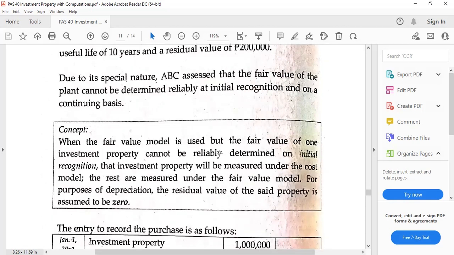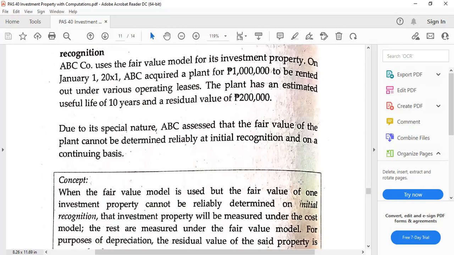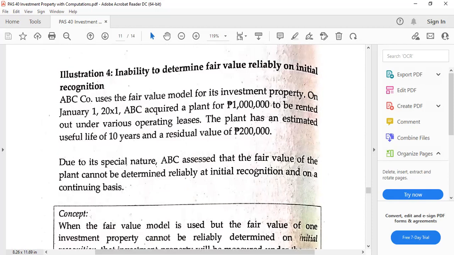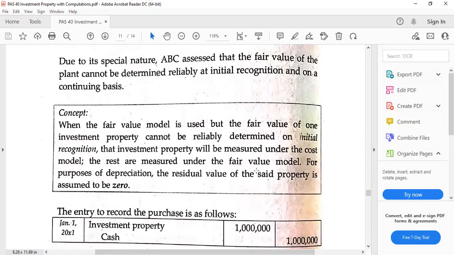So in that case, here's the concept. I need you to read first the problem and you pause for a while. And now we're back. So for the concept, when the fair value model is used, but the fair value of one investment property cannot be reliably determined on initial recognition, that investment property will be measured under the cost model.